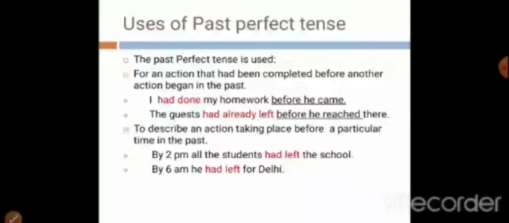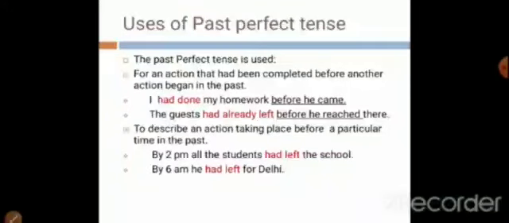The guests had already left before he reached there. So the action that completed is the going off of guests. The guests had gone, left. And another action that took place, that is before he reached there.